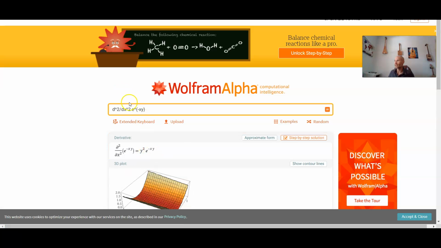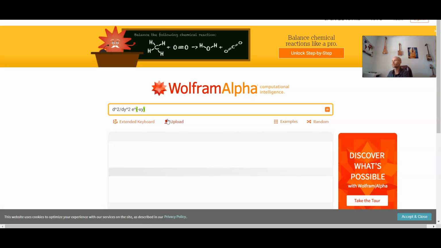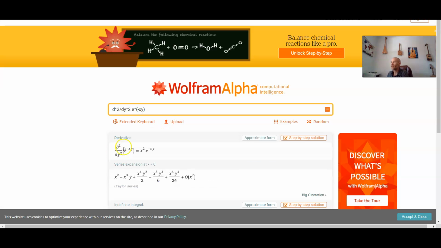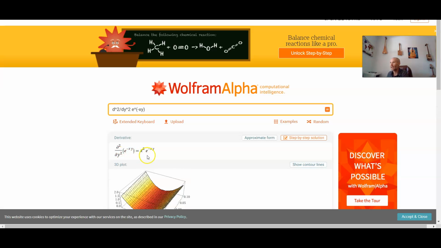y squared e to the negative xy. We could do the same thing for the derivative with respect to y. We would just change that to a y. And again, always check the input interpretation. The second derivative with respect to y of e to the negative xy is x squared e to the negative xy. Perfect. Okay, and now we want the mixed partial. So what we'll do is change this to dx dy.